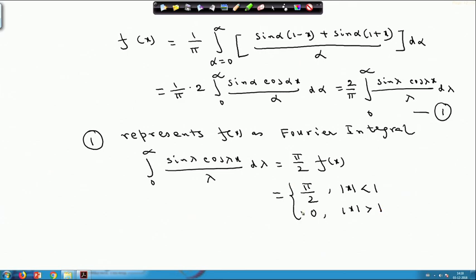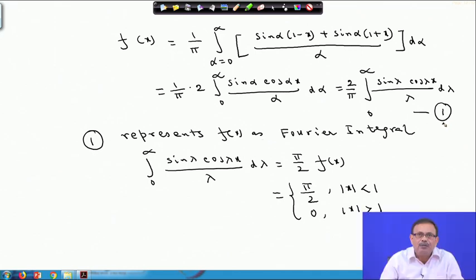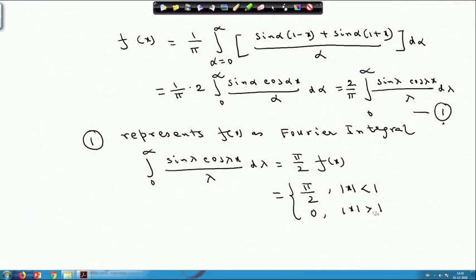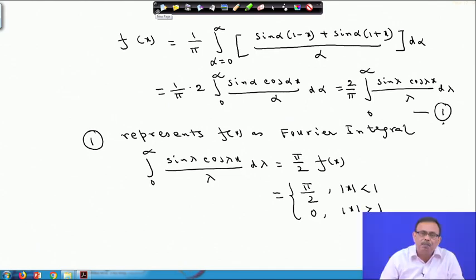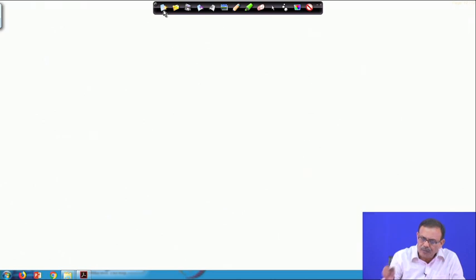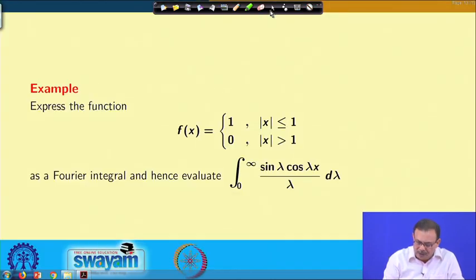So, I have done two things basically. One is, at first I represented f(x) as a Fourier integral in this way, which is represented by equation 1, and from equation 1 directly you can tell that the value of the given integral is π/2 whenever mod x is less than 1 and 0 whenever mod x is greater than 1. So, this shows how to represent one function as a Fourier integral. Let us recap this.